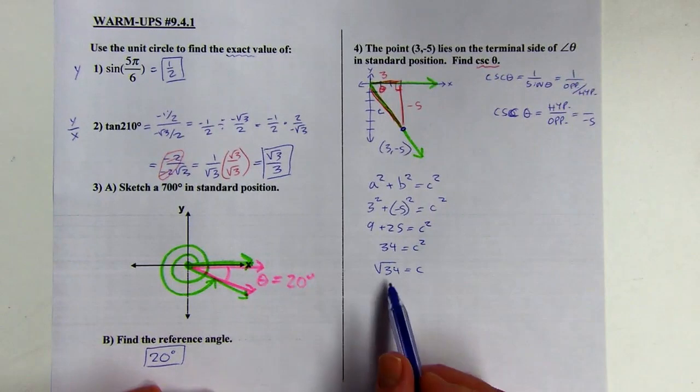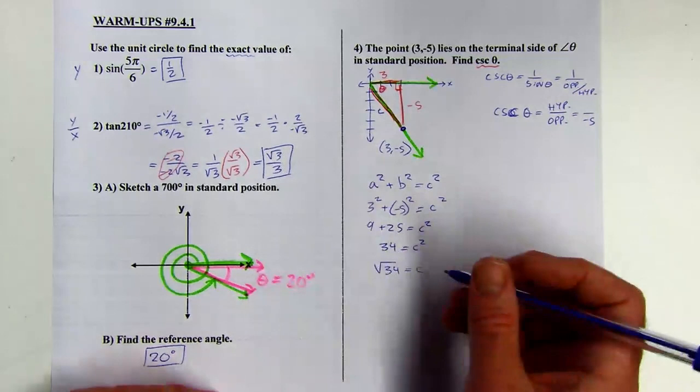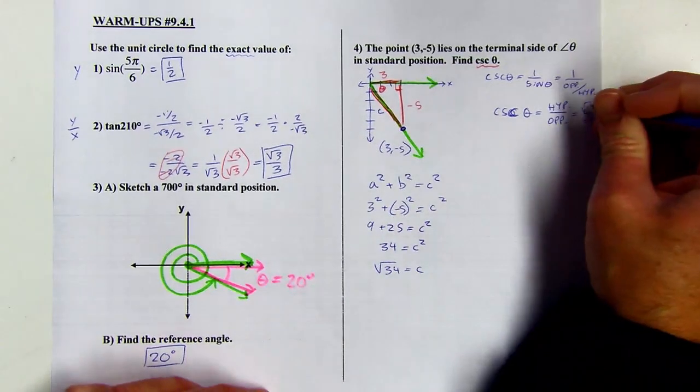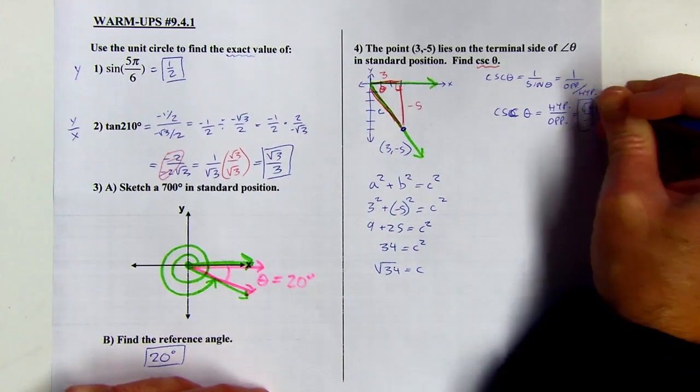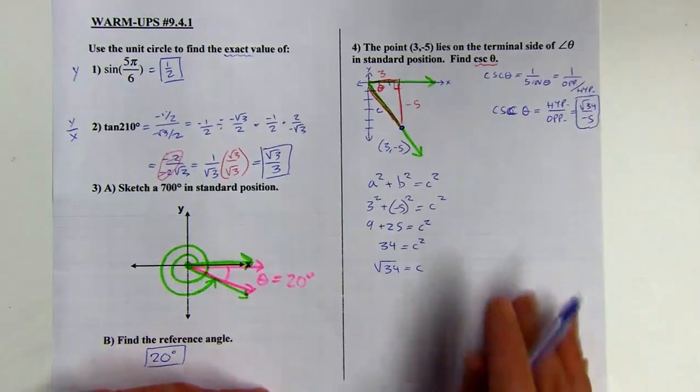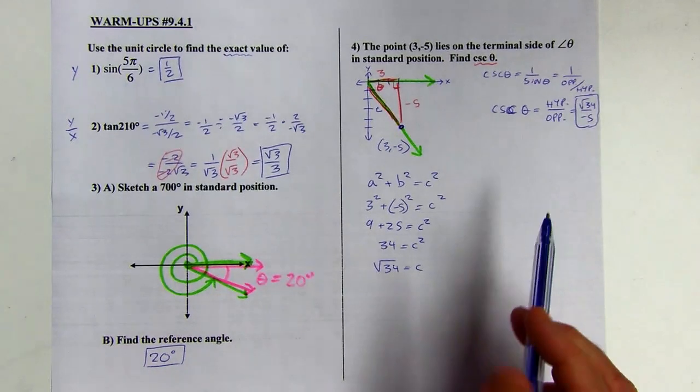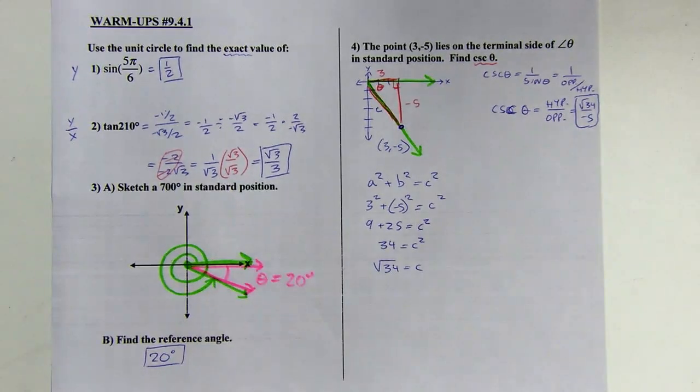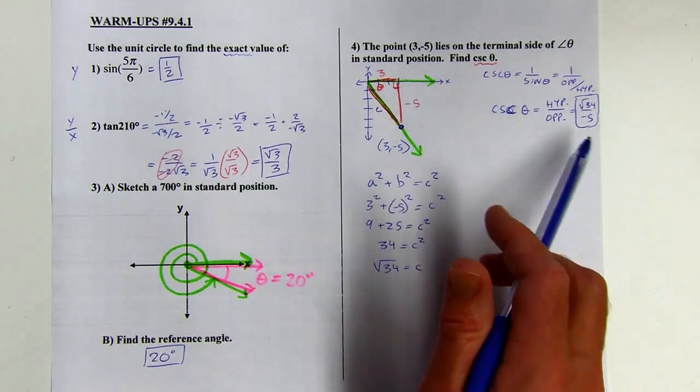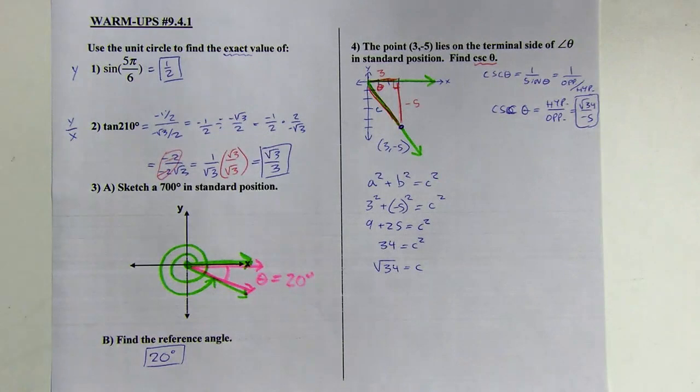So I've got root 34, and I'm thinking, is that in simple radical form? Well, it'd be 2 times 17, but no twins down there, so that's good to go. So that means root 34 is the hypotenuse. That's the missing piece. And so cosecant of theta then is going to be root 34 over -5. Or you could put the negative on top or in the middle, but it's a negative fraction. Okay, and that's the end of the warm-up, and I'll see you next time.